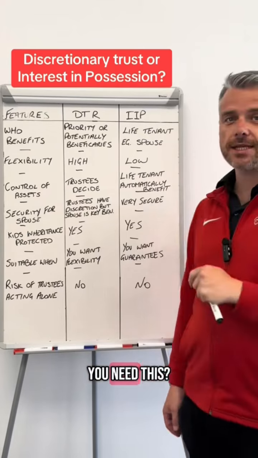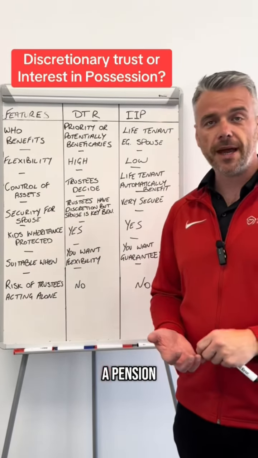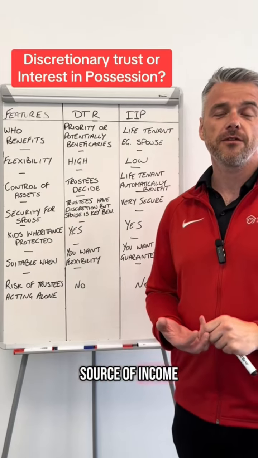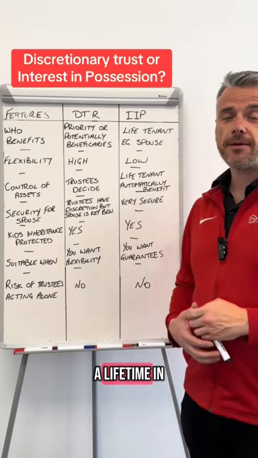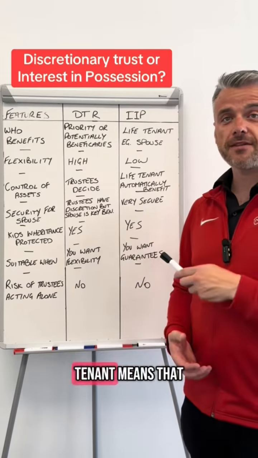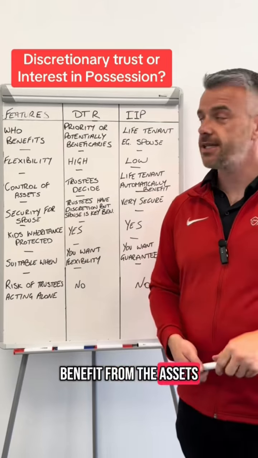Now, why might you need this? If you have rental properties, if you have a pension or any other source of income or investments that your spouse can benefit from, a life interest in possession trust with them named as life tenant means that they get the benefit from the assets in that trust.